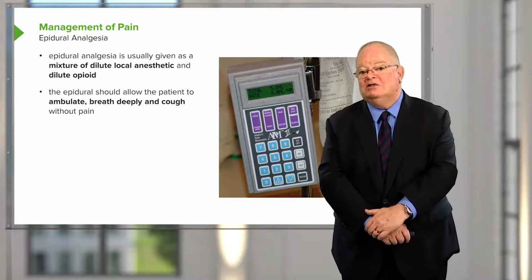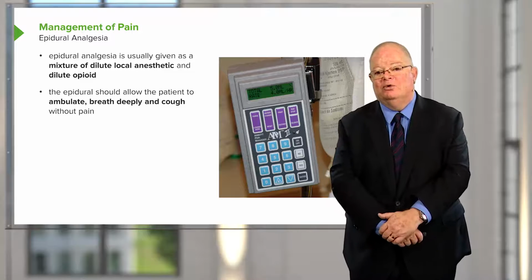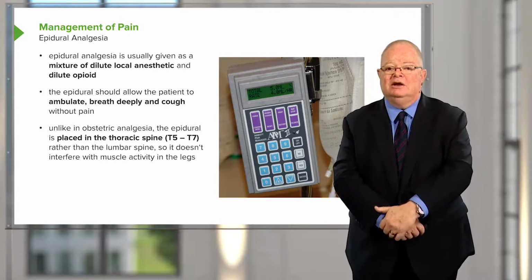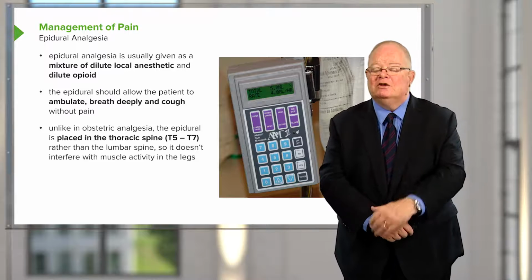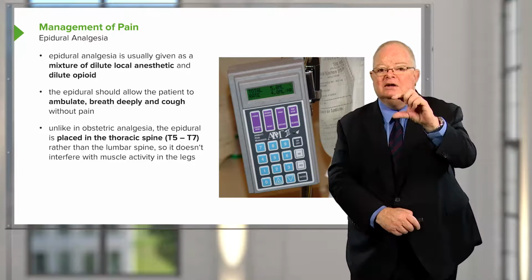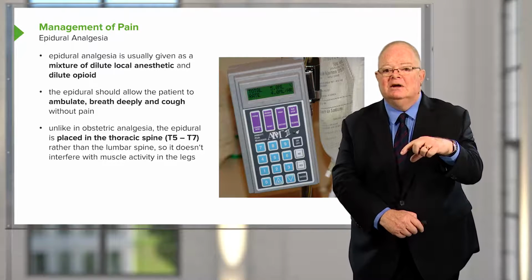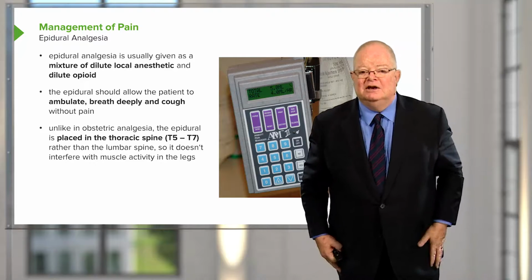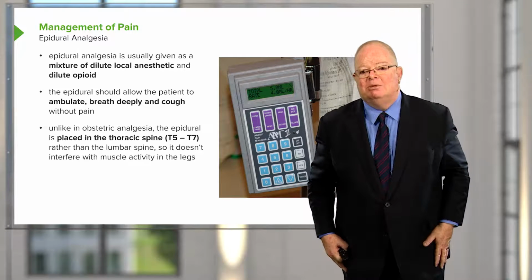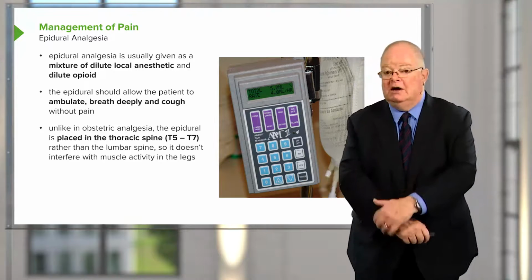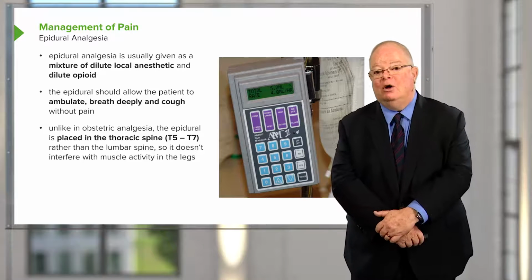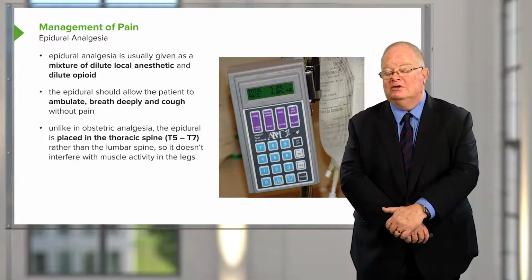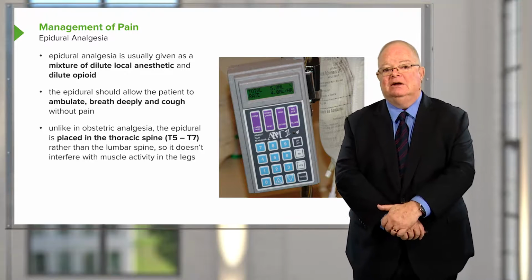And the neat thing about this, the thing that makes it most valuable, is that unlike obstetric analgesia, which we'll get into in a moment, the epidural is placed high in the thorax rather than in the lumbar space, and it doesn't interfere with muscle activity in the legs. So the patient can get up and walk around, usually quite comfortably. And usually there's almost no pain or absolutely no pain associated with this incredibly painful incision.